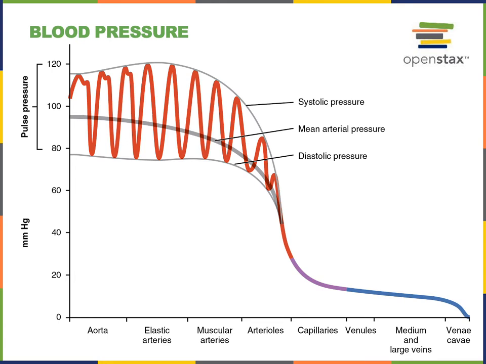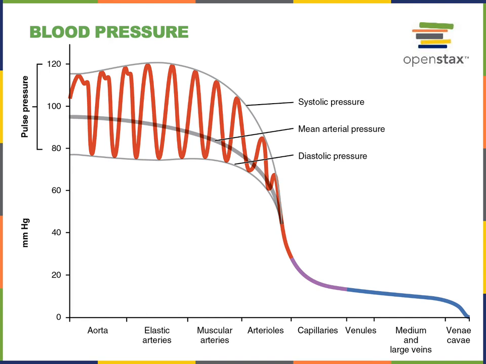So every time the heart ejects blood, there's an increase in the arterial blood pressure from the lowest value of blood pressure in an artery to the highest value. The lowest value we call diastolic pressure, and the highest value we call systolic pressure. And the difference between systolic and diastolic is what's known as the pulse pressure. That is the pulse that you can feel if you place your finger on an artery and feel the expansion of an artery with each heartbeat.